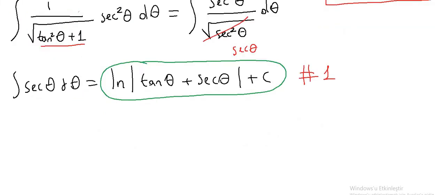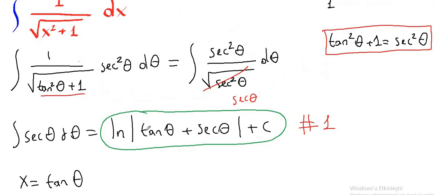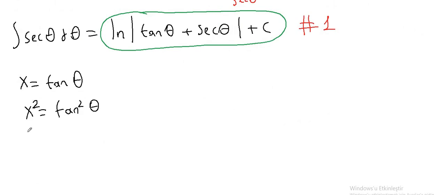Now we're going to bring theta back. We said that x is equal to tangent theta, and we can square both sides, so we get x squared is equal to tangent squared theta. And tangent squared theta, from the Pythagorean identity, if we pull out tangent squared theta, we obtain secant squared theta minus 1. Let's rewrite secant squared theta minus 1 from the Pythagorean identity above.